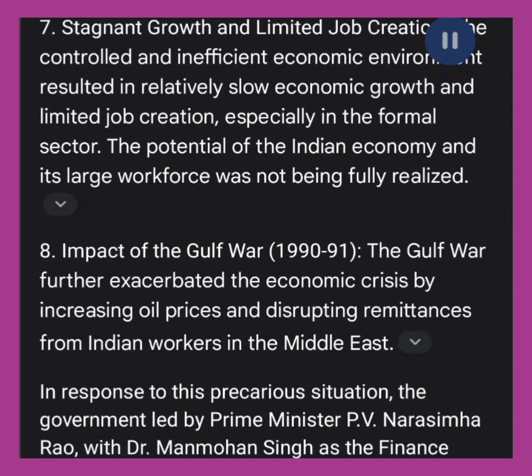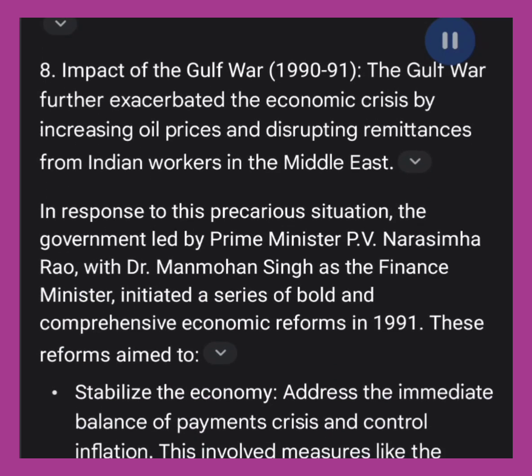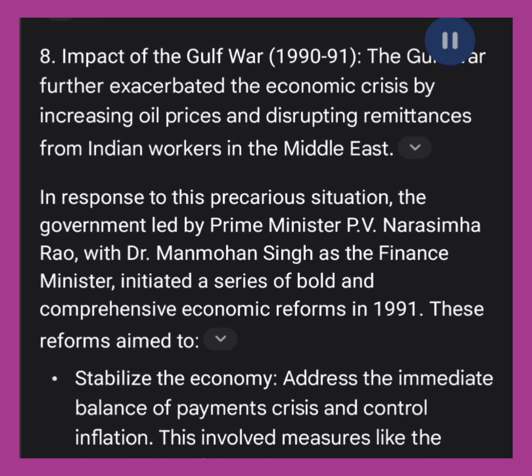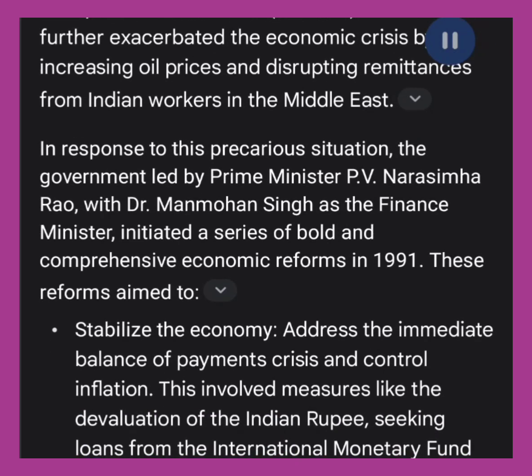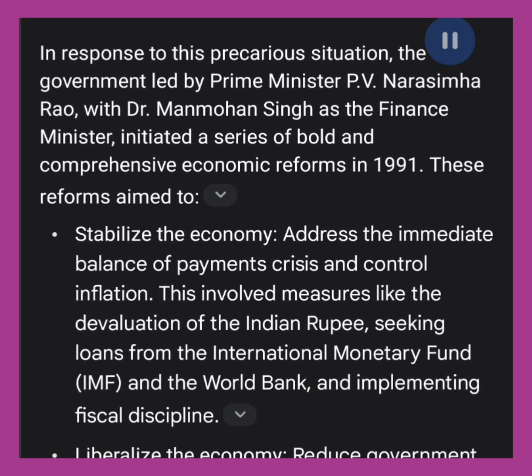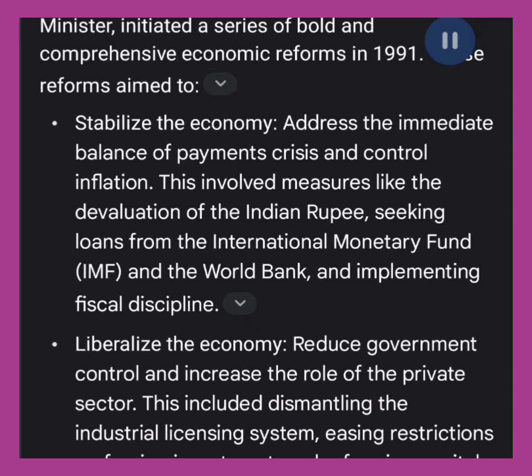8. Impact of the Gulf War, 1990-91. The Gulf War further exacerbated the economic crisis by increasing oil prices and disrupting remittances from Indian workers in the Middle East. In response to this precarious situation, the government led by Prime Minister P.V. Narasimha Rao, with Dr. Manmohan Singh as the finance minister, initiated a series of bold and comprehensive economic reforms in 1991. These reforms aimed to stabilize the economy, address the immediate balance of payments crisis, and control inflation.